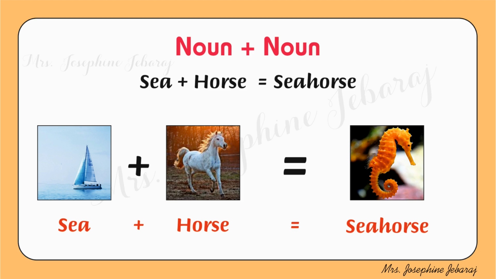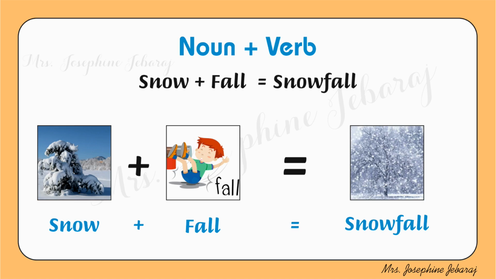Likewise, water, a different word, is a liquid. Melon is a fruit. So when we combine these two nouns, we get another word. Watermelon, it is a kind of fruit. Let's now move on to another combination.